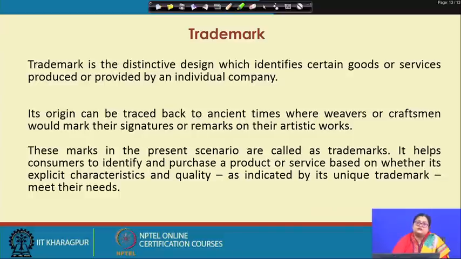It helps consumers to identify and purchase a product or service based on whether its explicit characteristics and quality, as indicated by a unique trademark, meet their needs. So, as it is claimed by the trademark about the qualities and the nature of the product, it is an assurance of that. The trademark is the assurance of the quality and nature of the goods and services, and it helps the customer identify and purchase a product based on that trademark.